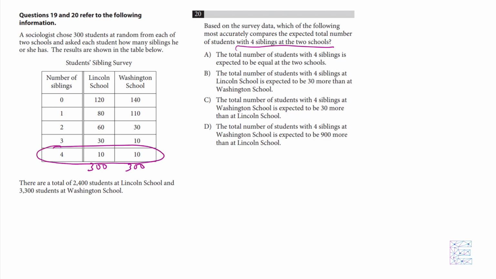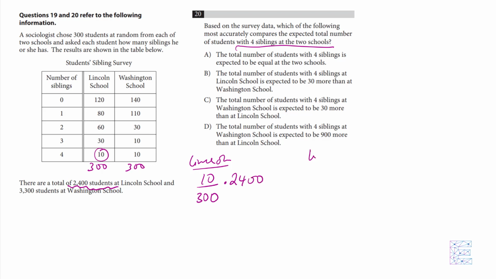So the beauty of conducting research and surveys is that you can use the research survey data and apply it to the whole population. So for Lincoln High School, we see that there were 10 students out of 300 who were surveyed that said they had 4 siblings. Now, that fraction is going to apply to Lincoln High School's total population, approximately. So 10 over 300 times 2,400.